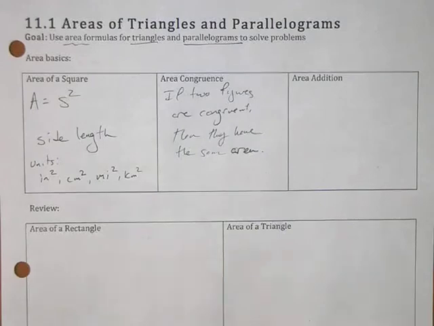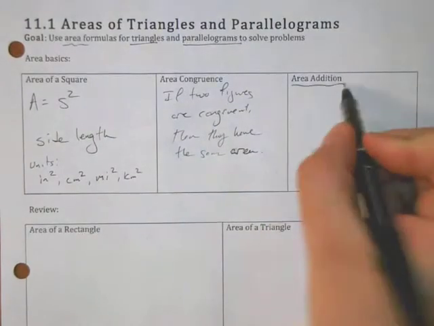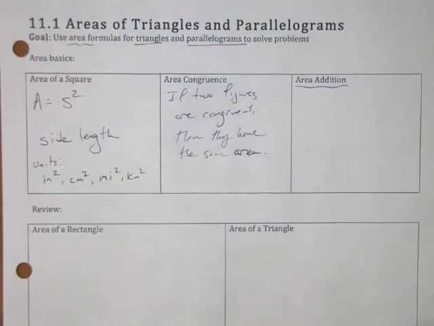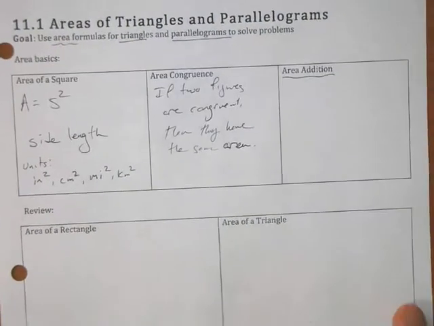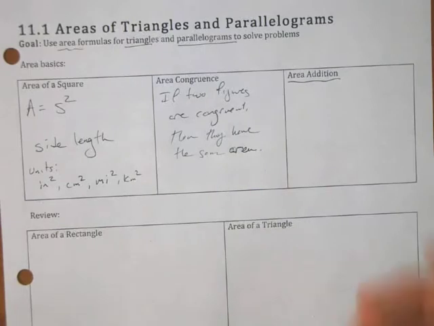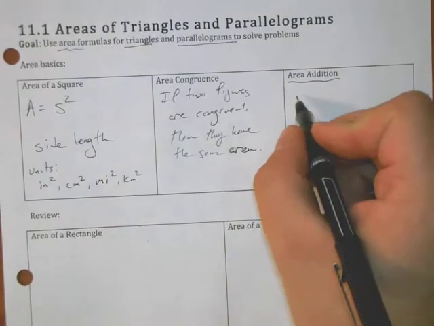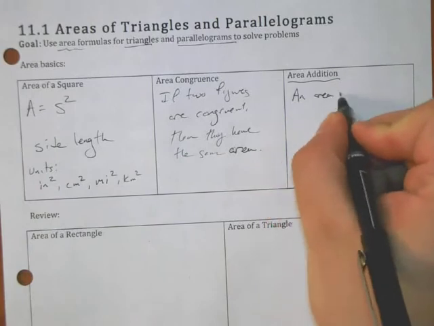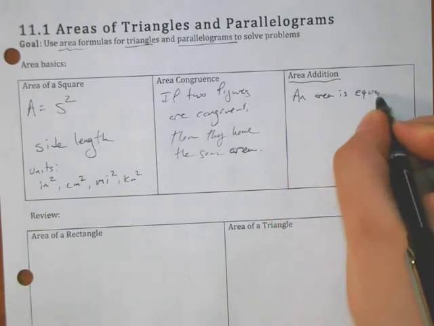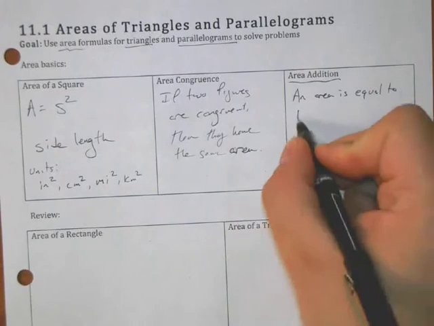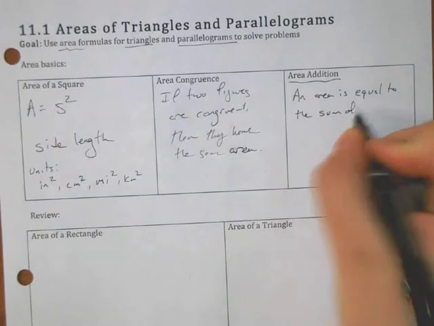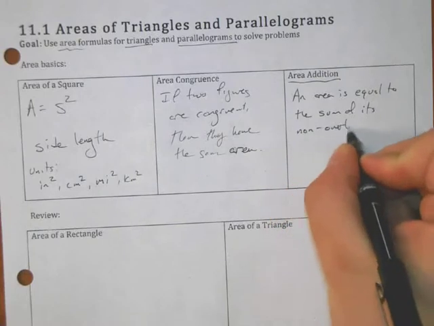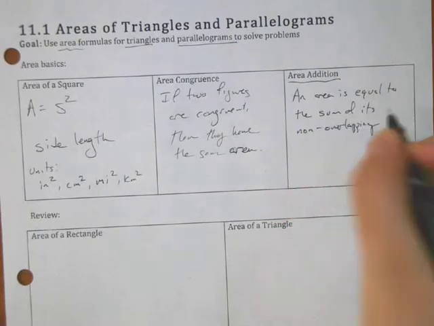And lastly, the area addition idea. It's nearly identical to the segment addition postulate, the arc addition postulate, the angle addition postulate. The area addition postulate here will say that an area is equal to the sum of its non-overlapping parts.